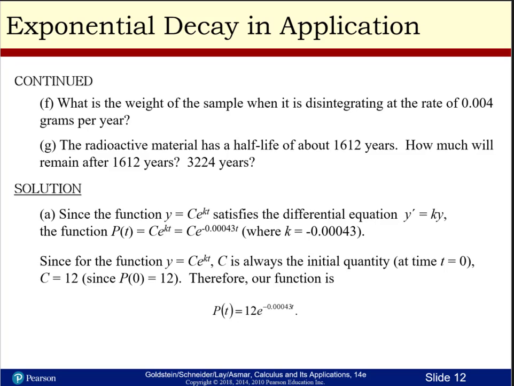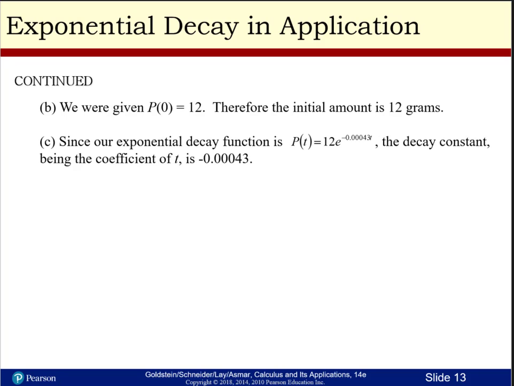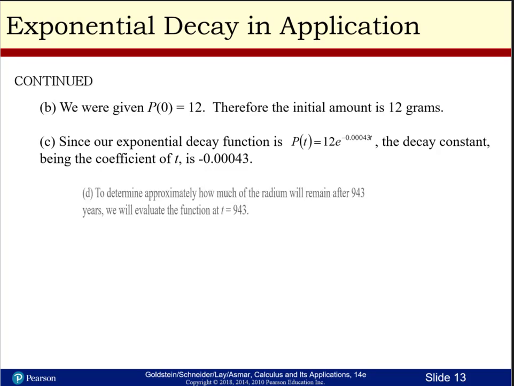Okay. Next, we're given that P of 0 equals 12. Therefore, we know the initial amount is 12 grams. Done with B. C, since our decay function P of t equals 12 e to the minus 0.00043 t, the decay constant, being the coefficient of t, is negative 0.00043. Okay, done with that.